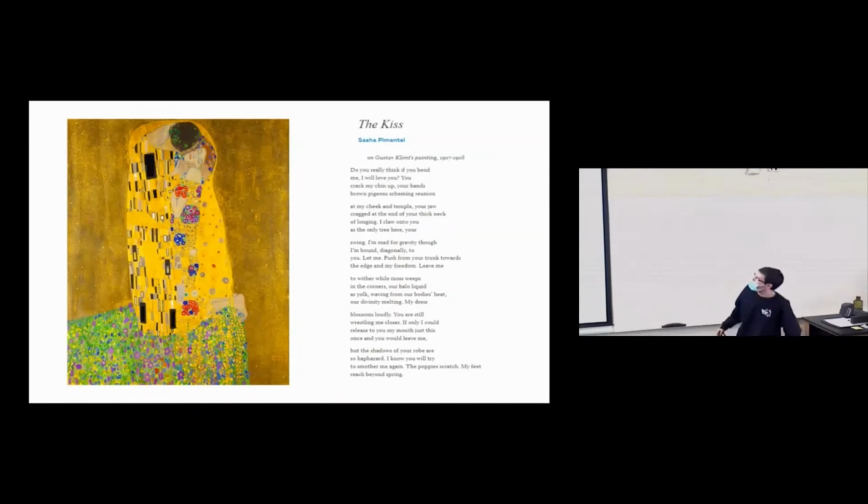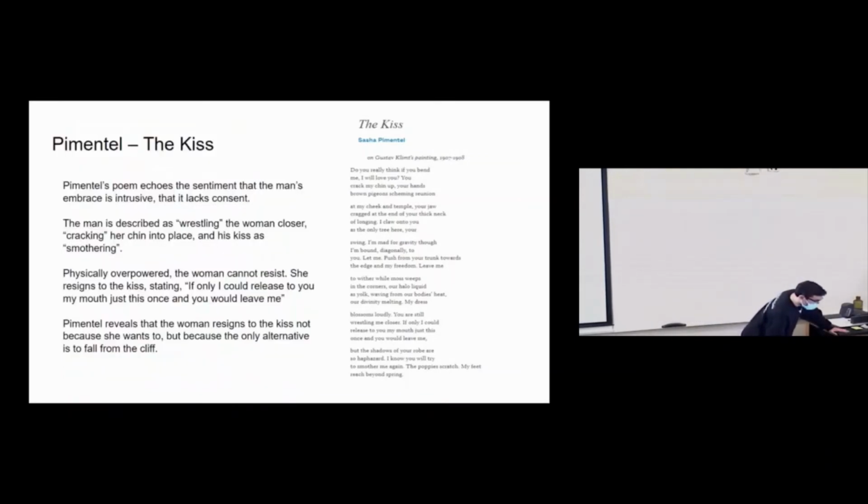So this is a long poem. The middle stanzas kind of lose me just because she leaves reality there. She creates this metaphor of a tree, and it's just kind of difficult to follow. But in the other stanzas, the lower ones and the first ones, these are wonderful because these mirror expertly that relation and whether or not this kiss is intrusive or not. So again, her poem echoes and confirms the sentiment that the man's embrace is intrusive and that it lacks consent. We see this because the man is described as wrestling the woman closer to him. He cracks her chin into place, and his kiss is described as smothering.